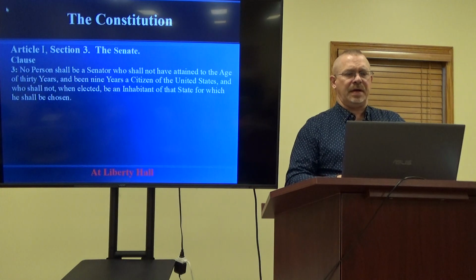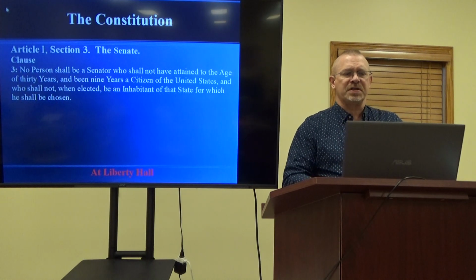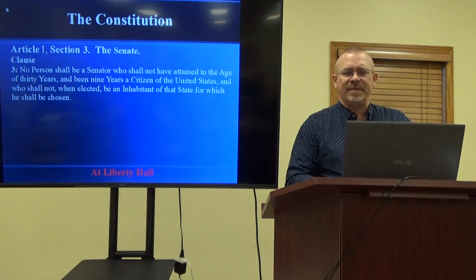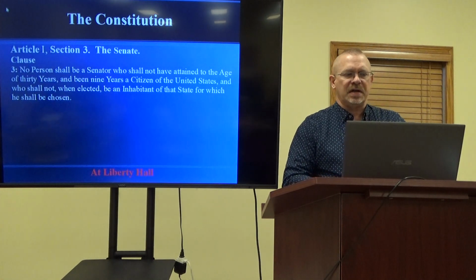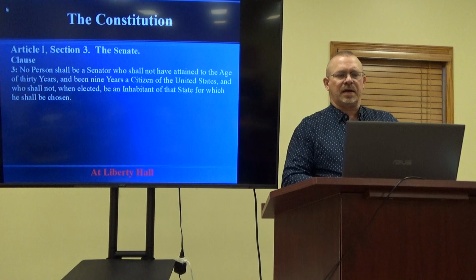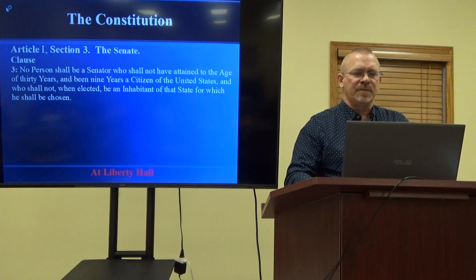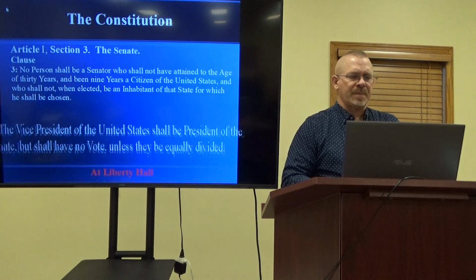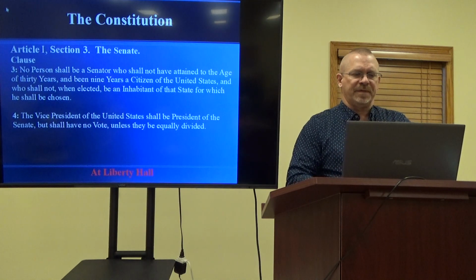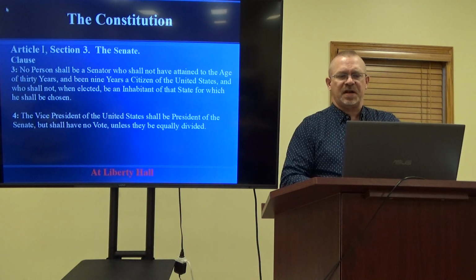Article 1, Section 3, Clause 3. No person shall be a senator who shall not have attained to the age of 30 years and been 9 years a citizen of the United States, and who shall not, when elected, be an inhabitant of that state for which he shall be chosen. Clause 4, the Vice President of the United States shall be President of the Senate, but shall have no vote unless they be equally divided.